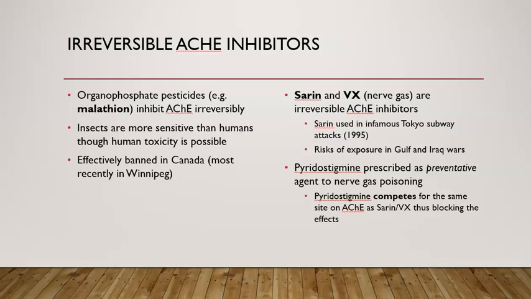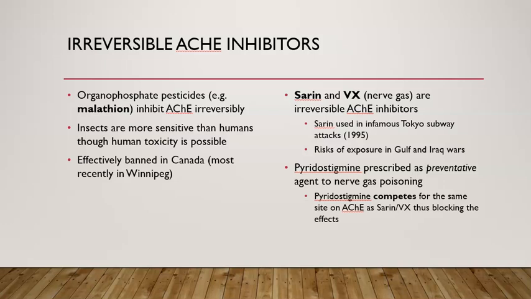So in organophosphate pesticides, the biggest example here would be malathion, these pesticides will bind irreversibly. So while it was first designed to be a pesticide, so it affects insects a lot more, we do see that there is some human toxicity as well after long-term exposure.